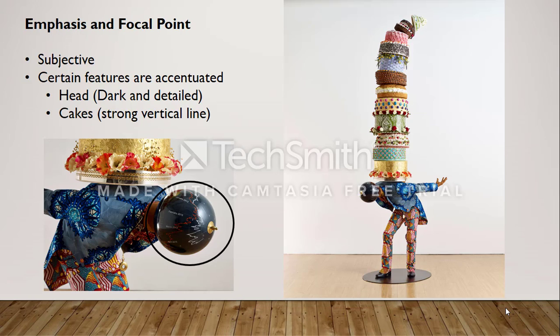While your subjective reaction to the sculpture may direct your attention to different focal points, we can also see how the artist accentuates certain features in order to deliver his message. For example, the head is dark in value, differently textured, and shows intricate detail. Also, the cakes are highly detailed, which invites close looking, and are arranged in a strong vertical line which captures the viewer's attention.